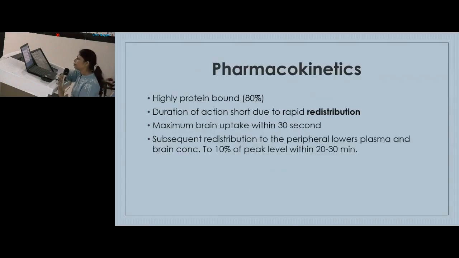It is a highly protein-bound drug, so its dose should be reduced when there is a chance of hypoproteinemia. Duration of action is short, but that is mostly because of rapid redistribution. Maximum brain uptake happens within 30 seconds and subsequent redistribution to peripheral circulation lowers the plasma and brain concentration to 10% of peak level within 20 to 30 minutes.